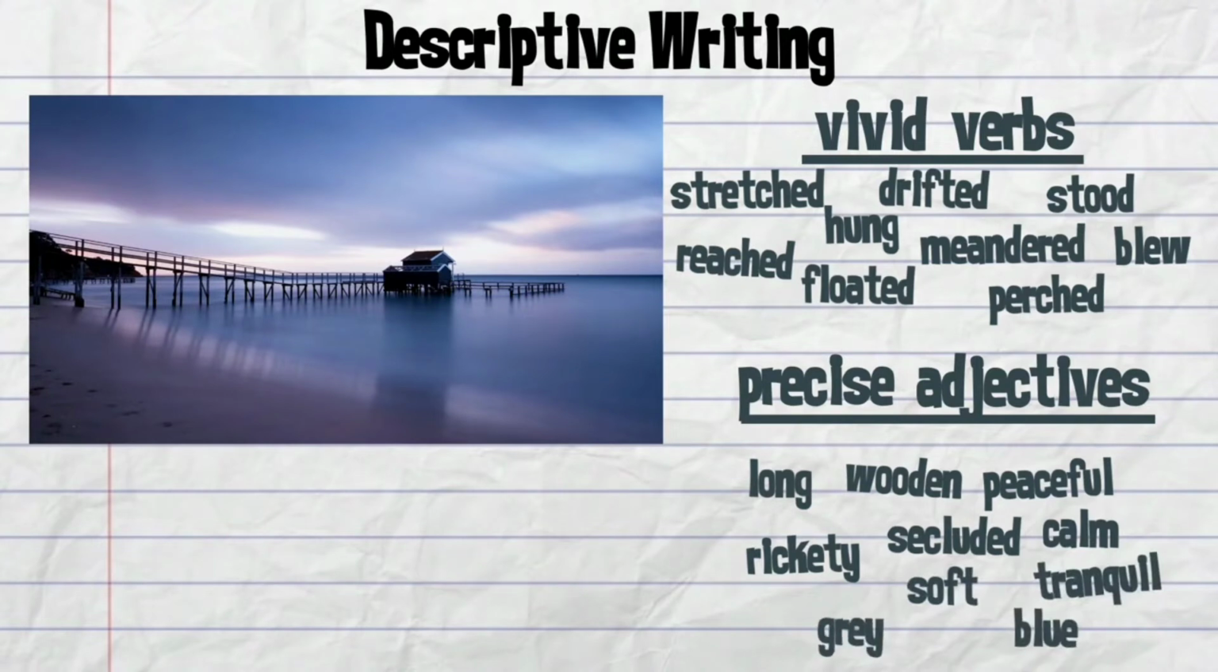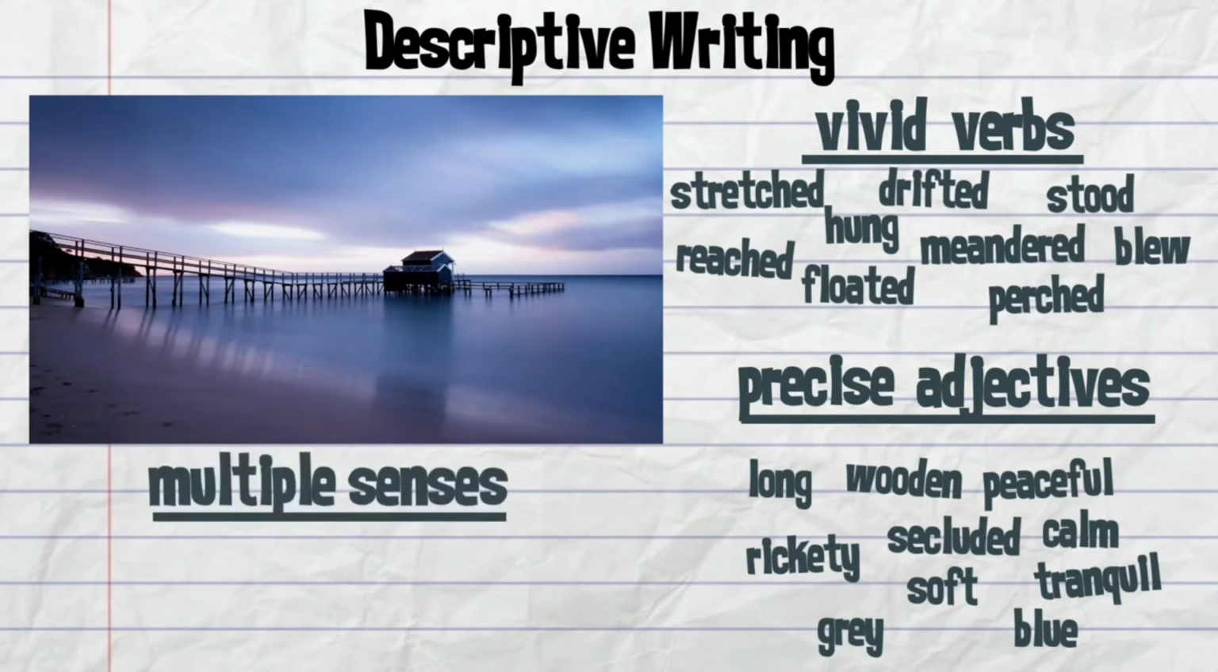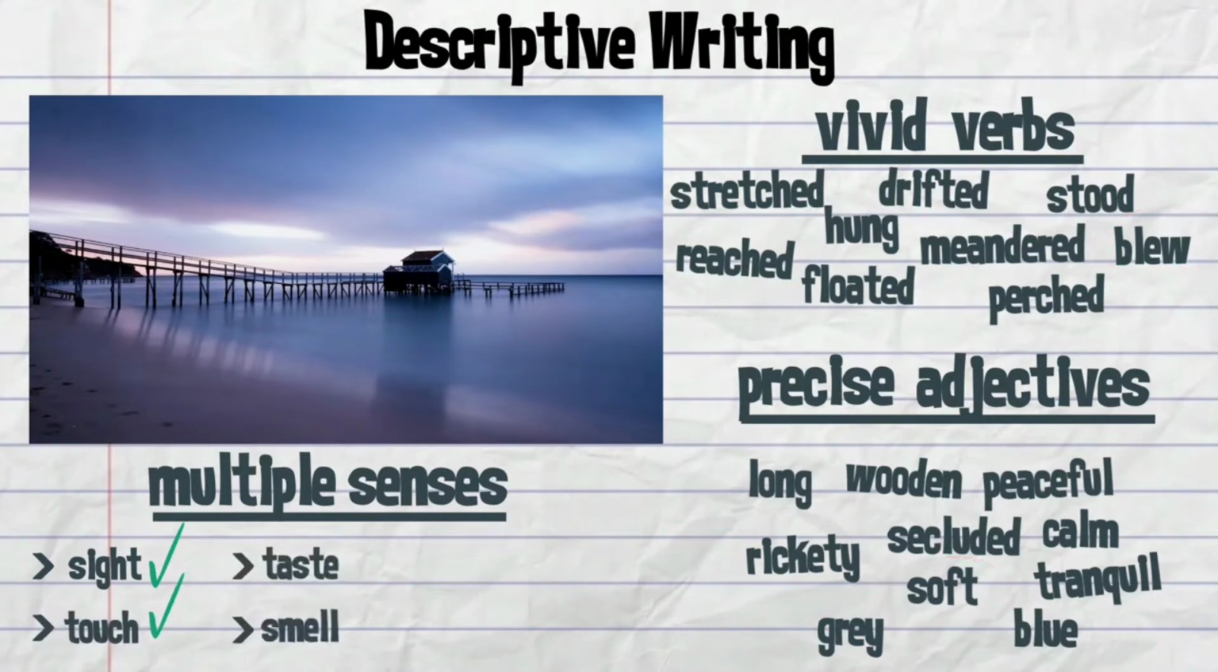Now let's make sure we include multiple senses. Most of these words are going to describe what it looks like. These words here should describe the sense of touch. Can you think of anything we could add for taste, smell or hearing? Here are some ideas we could play with: the sound of the water lapping against the shore, a scent carried on the breeze, the taste of salt in the air.